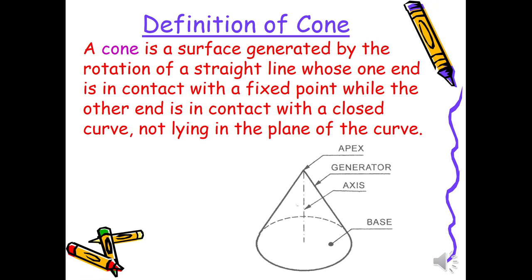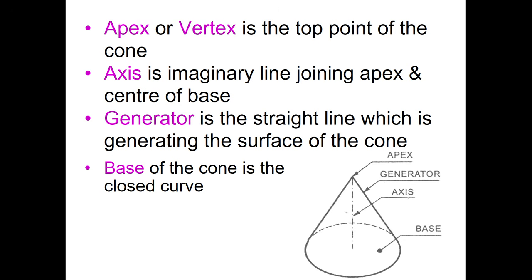A cone is a three-dimensional surface generated by the rotation of a straight line. One end of this line remains fixed at a point, called the apex. The other end moves along a closed curve. As the straight line rotates, it forms the curved surface of the cone. This simple rotational motion creates a powerful geometric shape, used widely in engineering design.